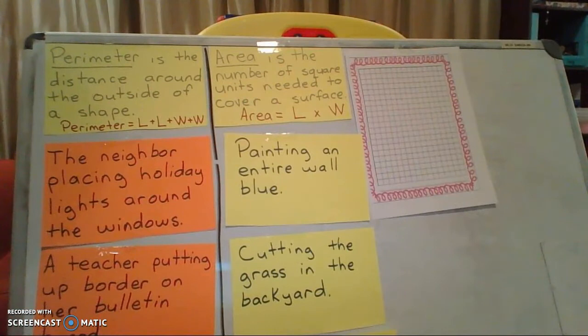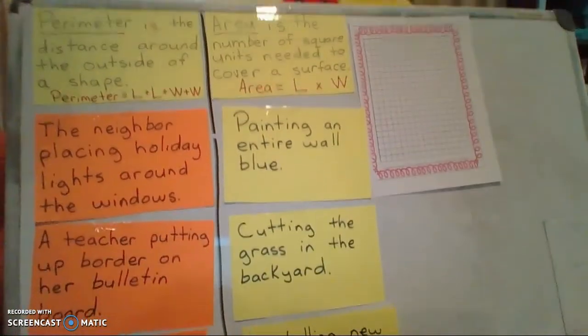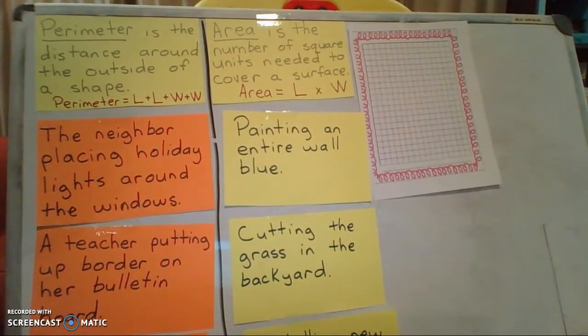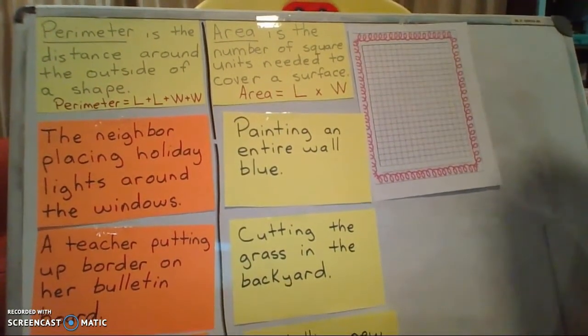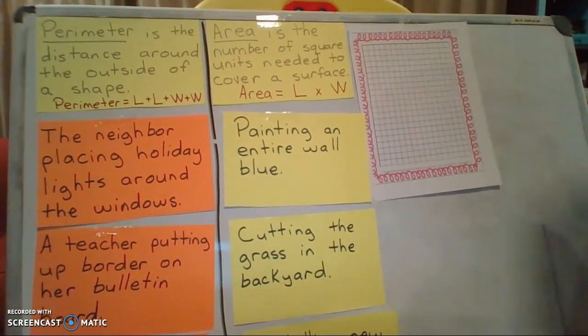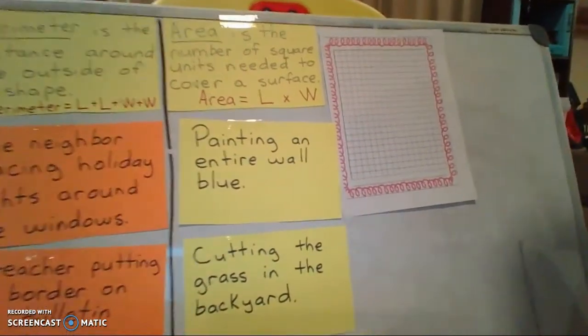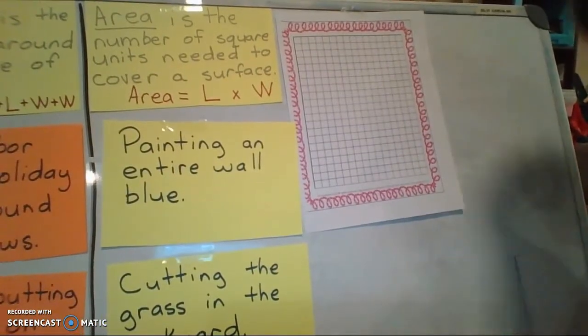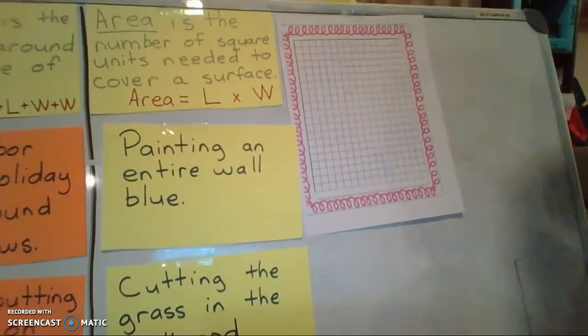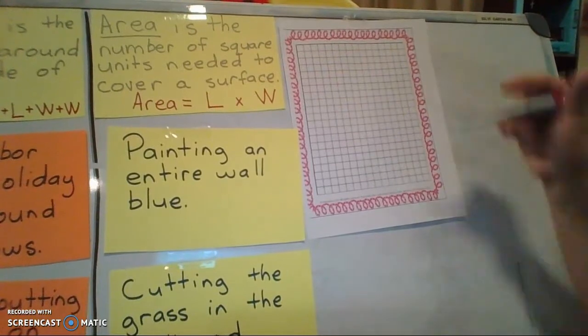All right, so now that we have looked at some of the different situations where you would either look for area or you would look for perimeter, let's take a look at what that can mean for us as fourth graders whenever we have to solve problems. Let me put this closer here and take a look at the grid.